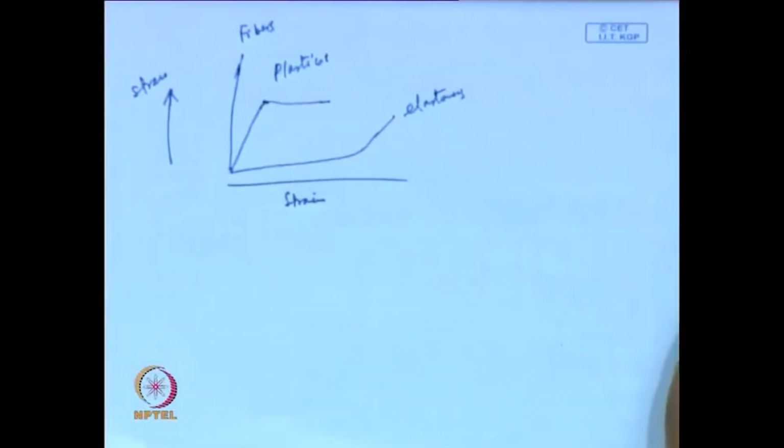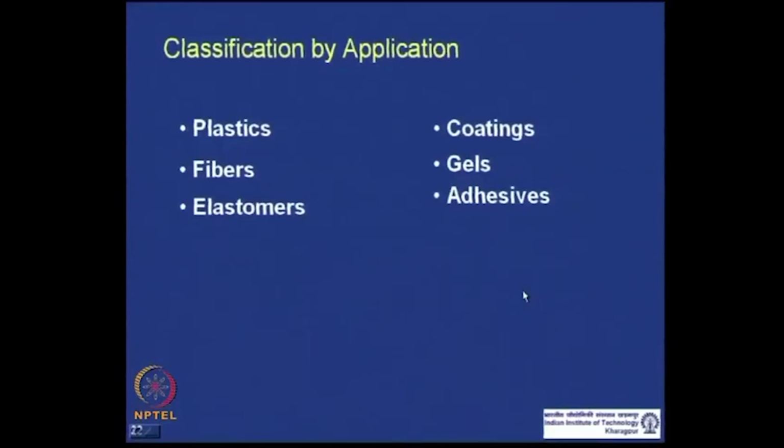Polymers, according to applications, can be named or classified as coatings, gels, additives and so on. These are basically depending upon the applications where the polymer finds application.